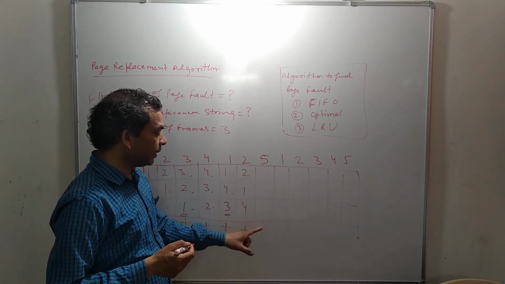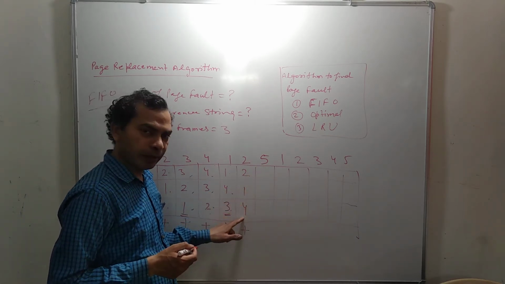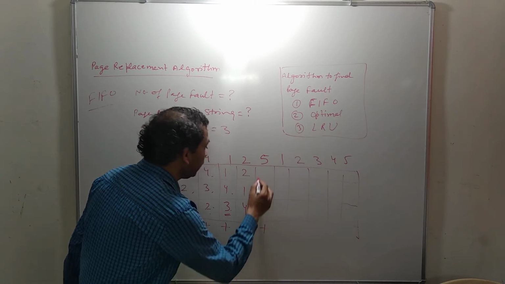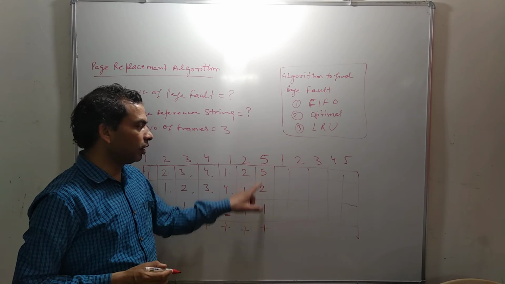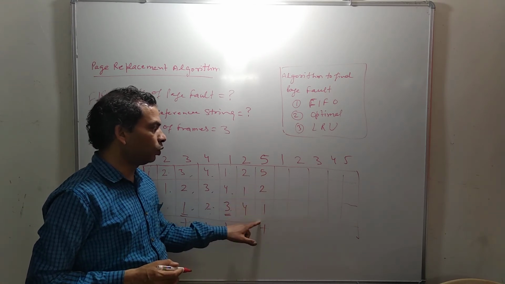Again we want to search for the 5. So 5 is not present in the frame. So the page fault will occur, and the 4 will be replaced here, and the reference string will come in the frames in this style: 5 2 1.